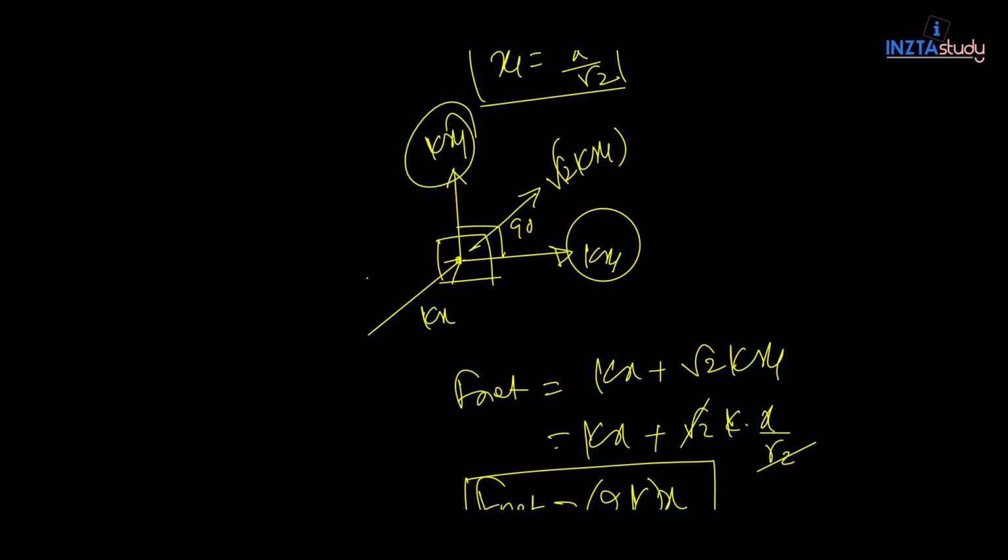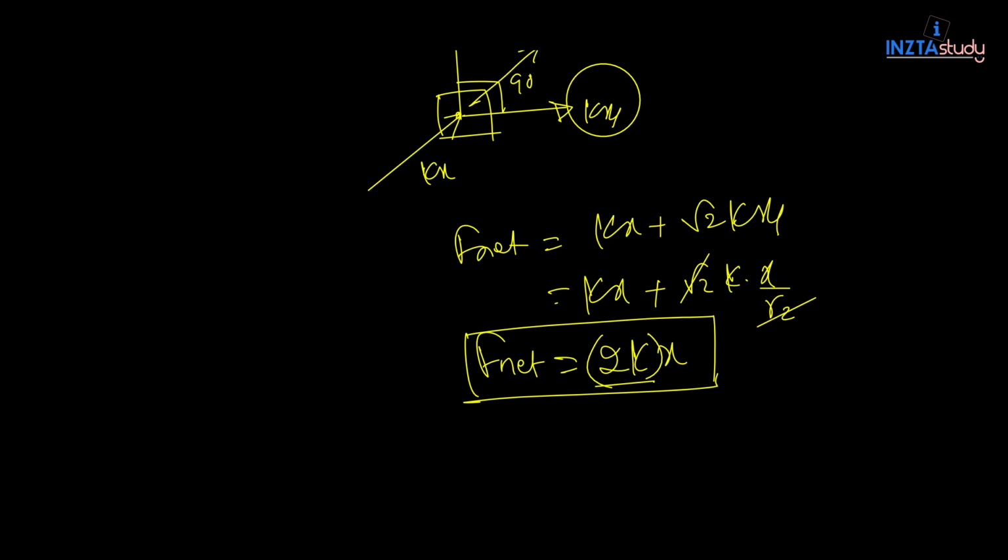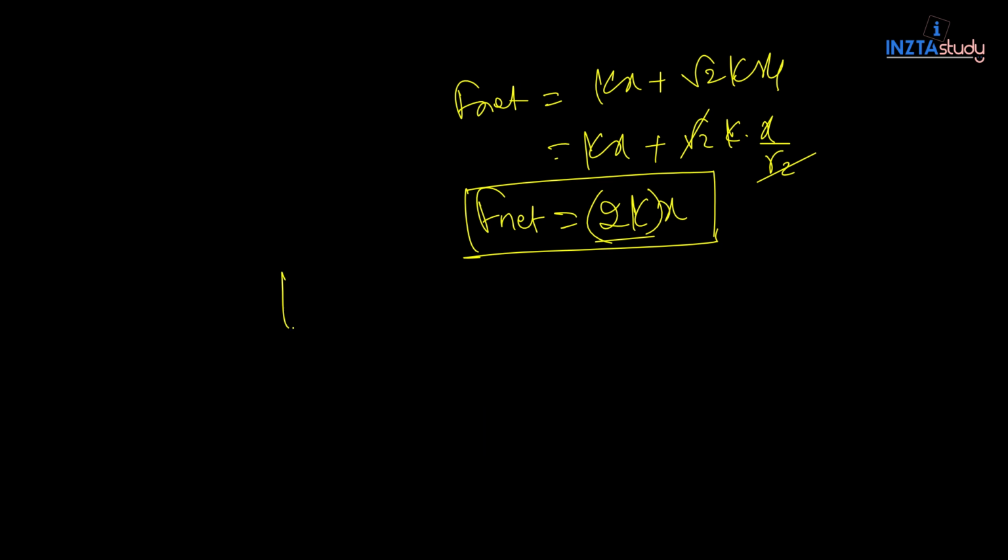So that restoring force now we have obtained, and the equivalent spring constant we have got as 2k. Now we can say that we have a spring mass system. If we are giving a displacement of x, we are getting a restoring force that is minus 2kx. So the time period of the system is going to be 2 pi root under m by 2k.